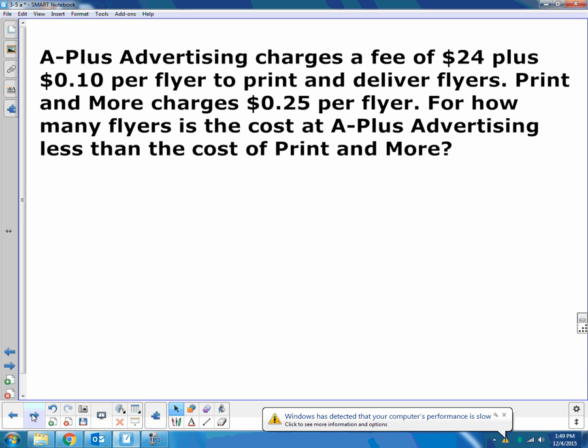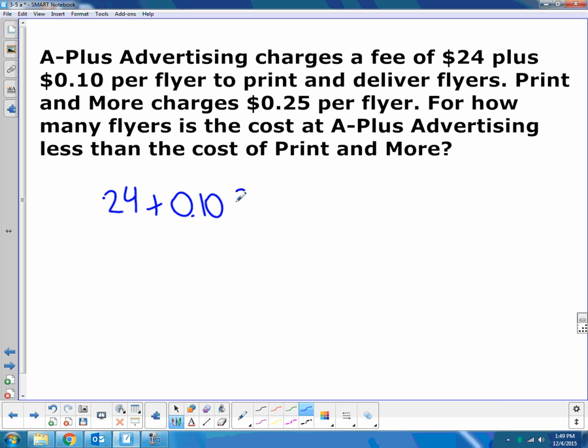So you've got an advertising company, they charge a fee of $24 plus 10 cents per flyer to print and deliver flyers. So I've got $24 plus 10 cents. I'm going to use F for flyers. Print and More, what a great name. Print and More charges 25 cents per flyer and no flat rate. So 25 cents per flyer.